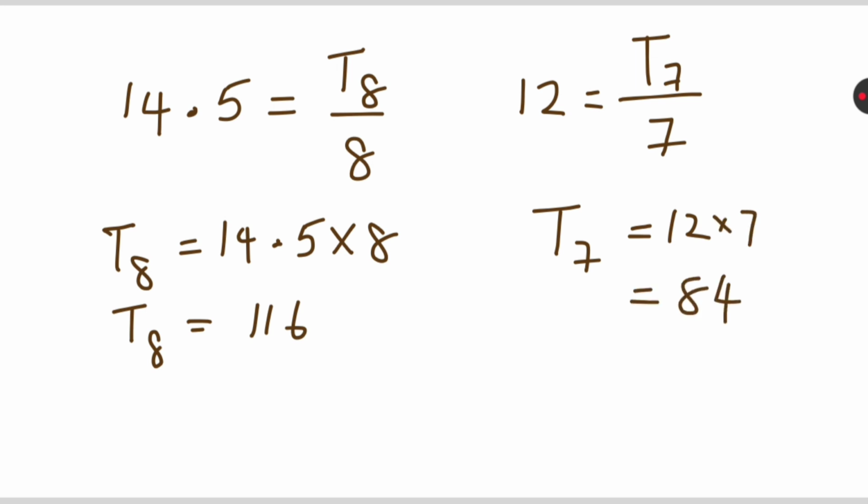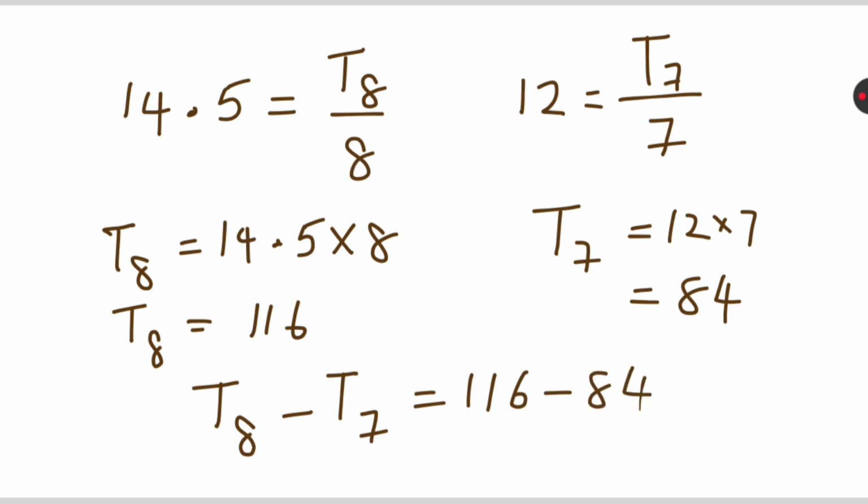So we need to find the highest individual score that is removed. So we need to find that highest score. So when you subtract T8 minus T7, we are going to get your highest score, which is 32. That's it.